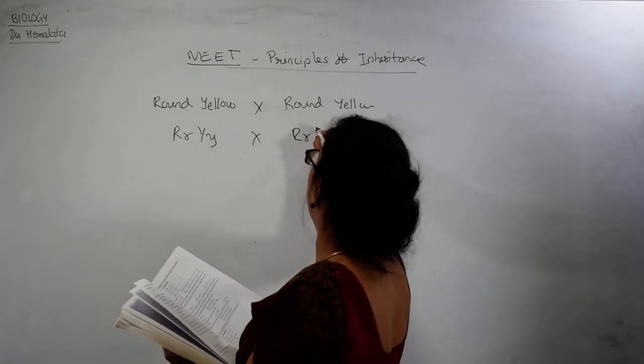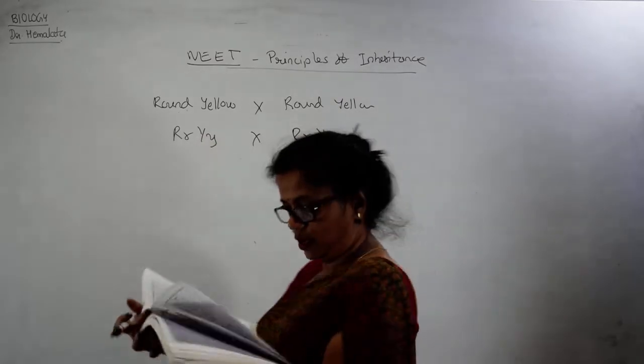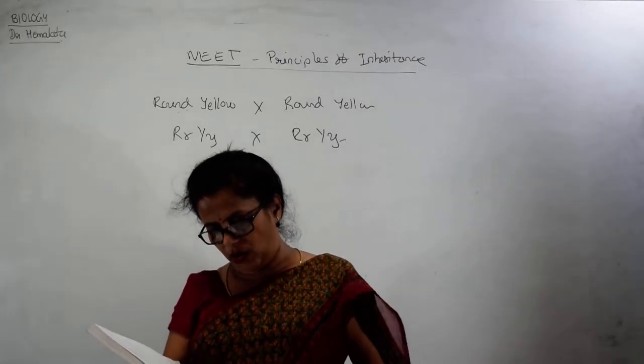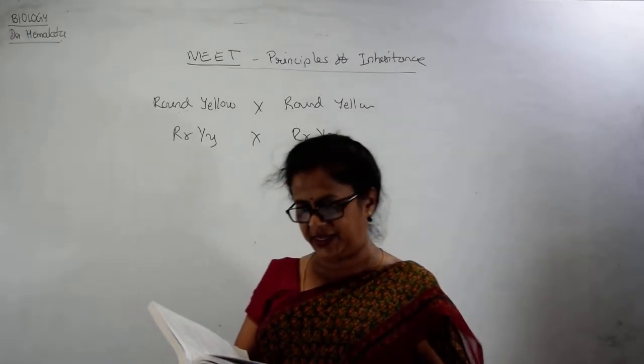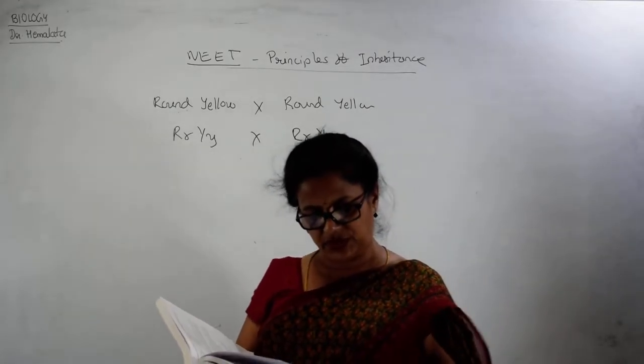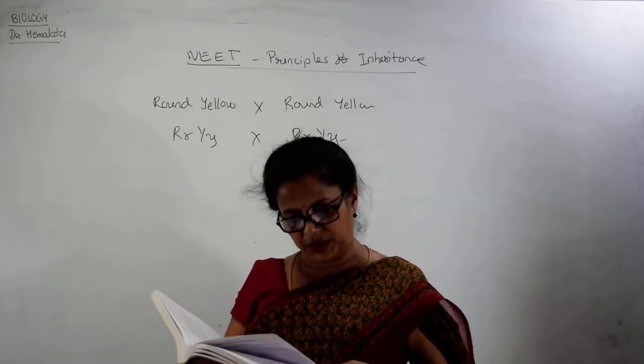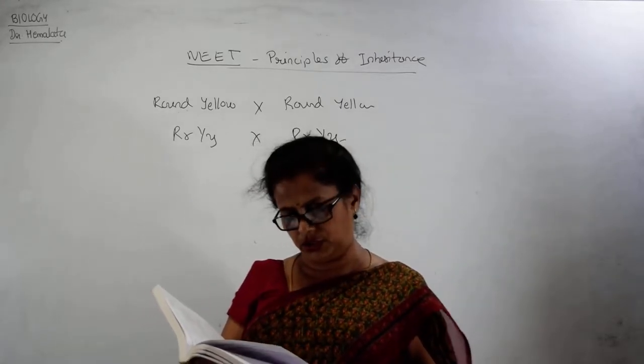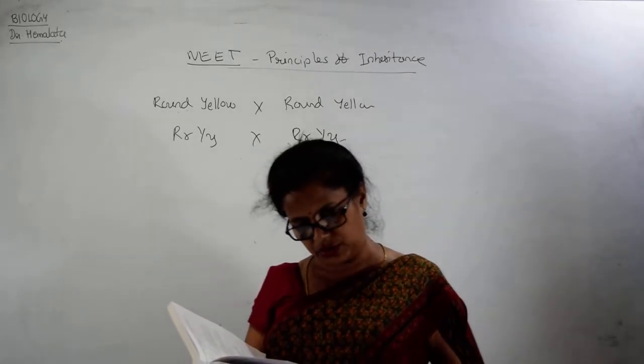This is capital R, small r, capital Y, small y. Then what is it that they are asking? The round green offsprings are represented by round green. The first one you see is capital R, small r, capital Y, small y. It is round and yellow. It is not a round green. So the first option is ruled out.